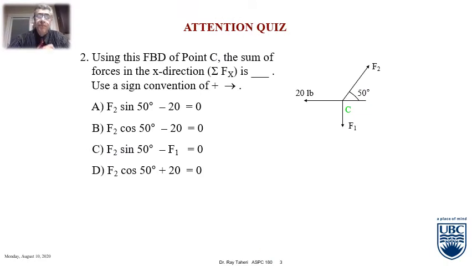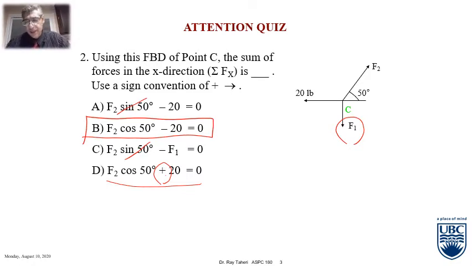Another quiz: using the free body diagram of point C, the sum of the forces in the X direction is equal to what? In the X direction, obviously this one doesn't have an X component. You have two forces only. One is 20 pounds negative, and the other one is F2 cosine 50. So this sign is incorrect, this sign is incorrect. This could have been correct, but the sign here is wrong, they are not in the same direction. So the answer is this. This is the correct answer. Simple.